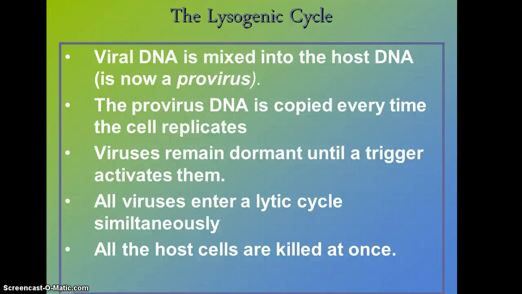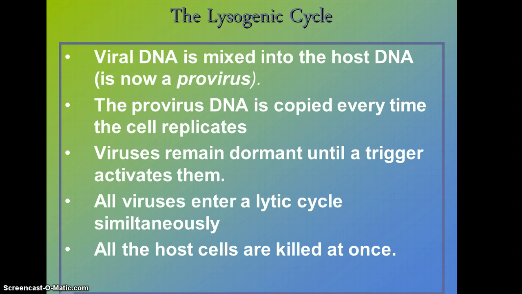Every time that cell makes more of itself, that virus is making more of itself. So year after year after year, that one cell is making more of itself, those two new cells making more, and so forth. Every time that happens, that virus is being replicated along with the host cell. So this virus actually remains dormant for years until some kind of trigger activates it. So all viruses will then enter that lytic cycle simultaneously.